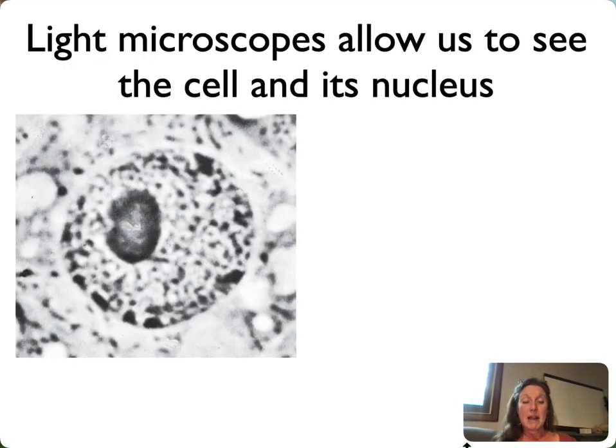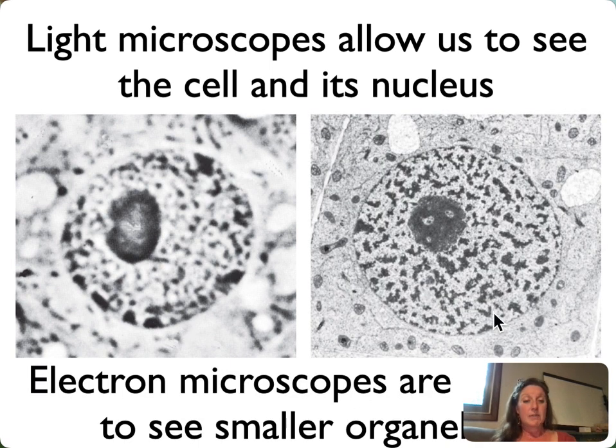So, light microscopes allow us to see the cell and its nucleus and sometimes some of the organelles. This is an image of a cell nucleus. This is the nucleus, and this is what's called the nucleolus through a light microscope. The electron microscope, looking at a very similar specimen, you can see how much sharper the image is of the nucleus and the nucleolus.